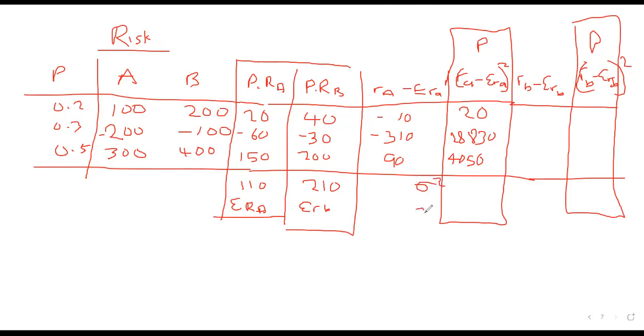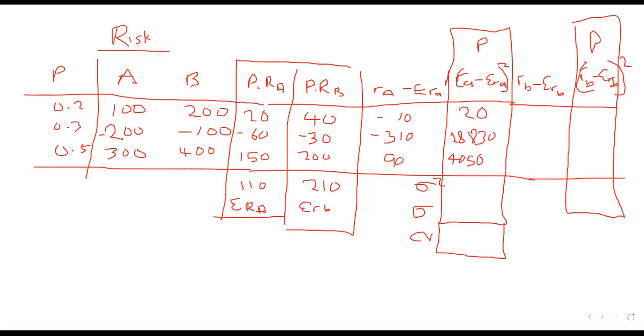Sorry, sir, I have a question. Why were we subtracting 210 from 300? That was an error. We're supposed to subtract 110. Oh, minus 110. 300 minus 110 is 190. 90 squared, times 0.5, we get 4,050.